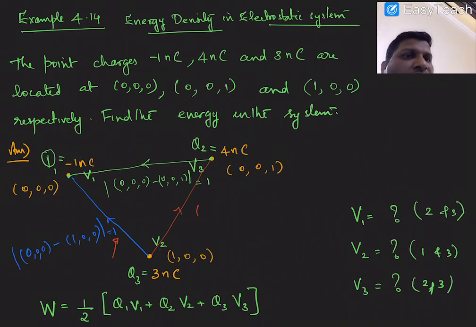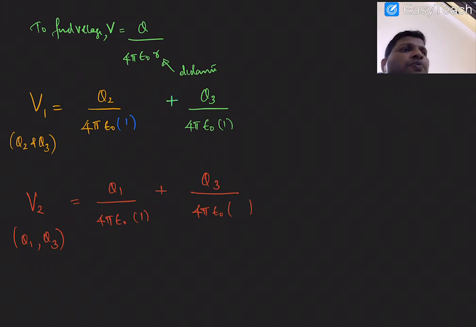So the distance between 2 and 3 becomes, it is like this: 2 and 3, so this becomes (1, 0, 0) minus (0, 0, 1). So you will get 1 minus 0 and again 0 minus 1. So the magnitude will be equal to the square root of 1 squared plus 1 squared, that becomes the square root of 2.